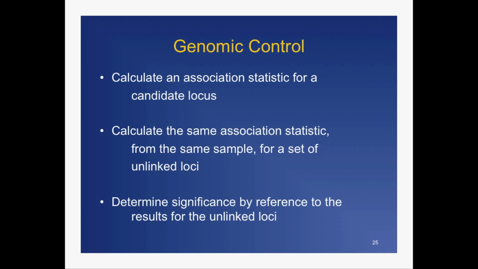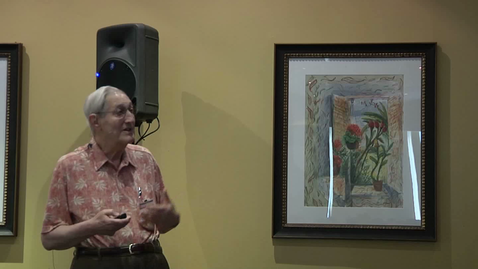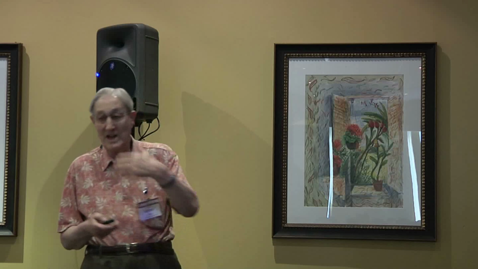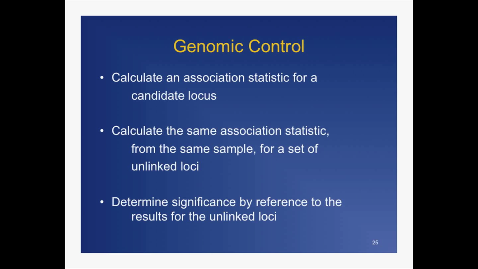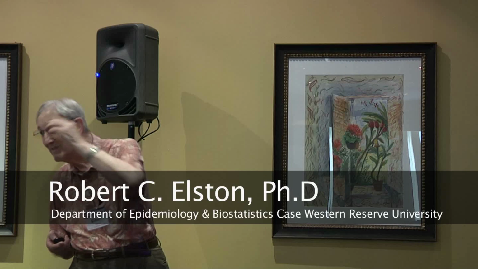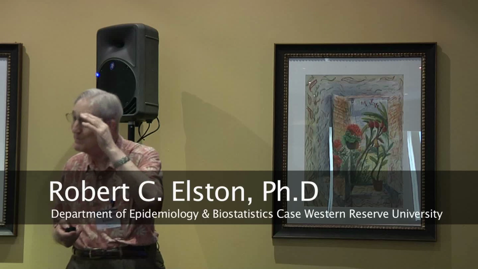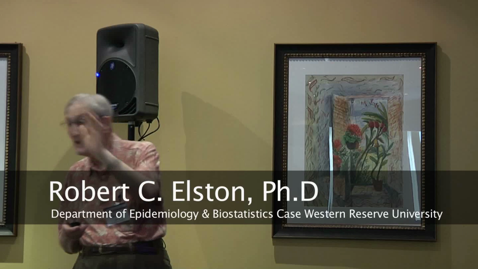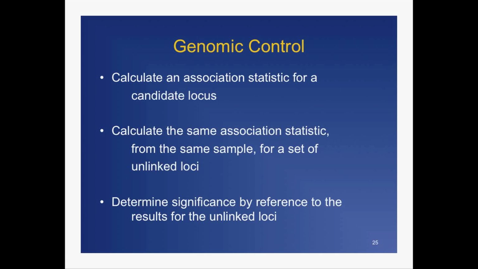Very simple idea, and it's mainly used when you're doing these case control studies and you're worried about stratification and what they call cryptic relationships. You calculate an association statistic for your candidate locus. You calculate the same association statistic from the same sample for a set of unlinked loci or unassociated loci. I don't know how you know that, but you assume that maybe, well, you do it for all loci that you have on the assumption that most of them have very little effect anyway. Okay? And then you determine the significance by reference to the results for the unlinked or unassociated ones.